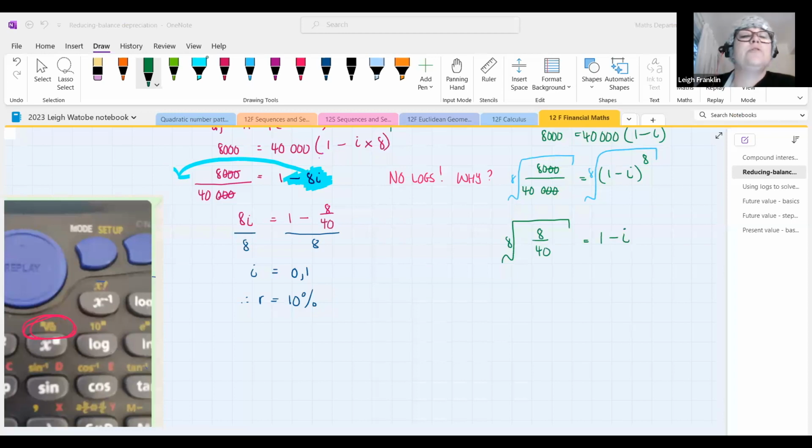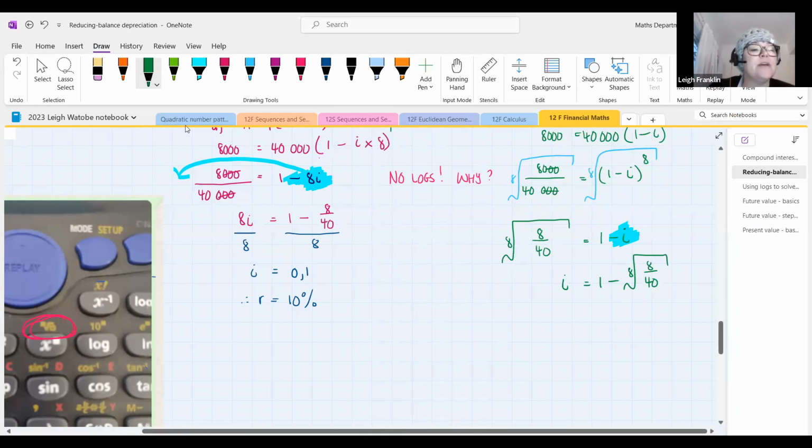That's it, guys. Transpose the minus i. Okay, transpose that minus i. It's just much easier for you in the long run. So your i goes to the left, and 1 minus the 8th root of 8 over 40 is now on the right-hand side. Now you're ready to pick up your calculator. If, like me, you've got one of these Casios, you would activate this yellow function here by pressing Shift when you press that button.